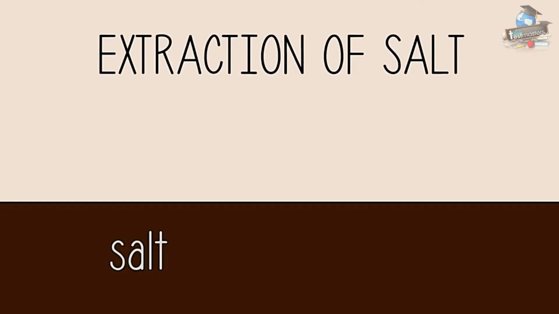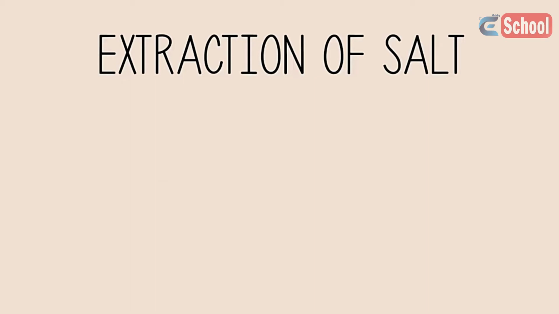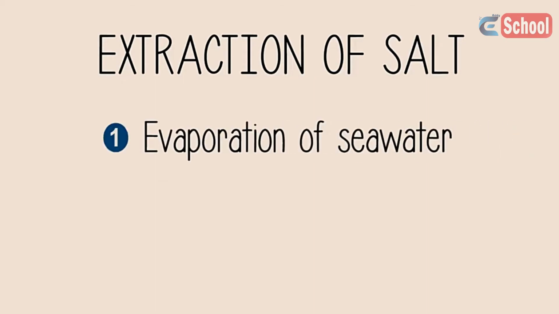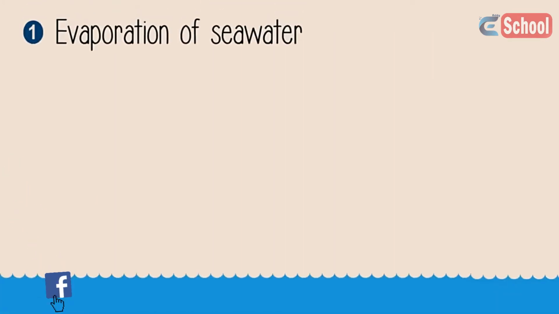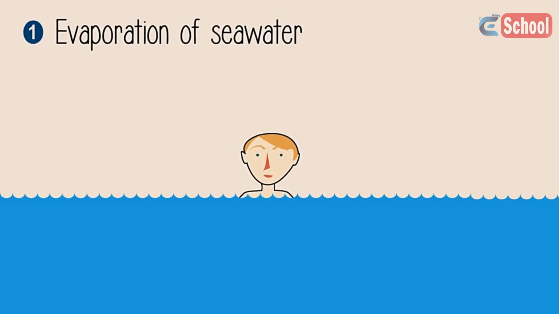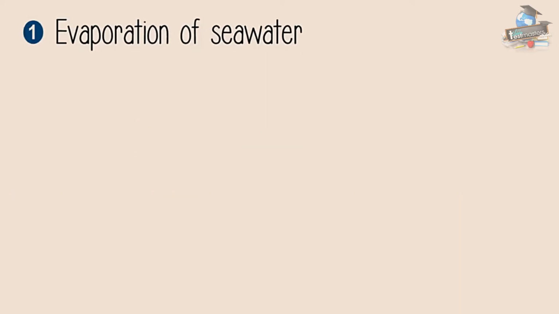In this lesson, we will learn about how salt can be obtained from the earth. There are three main methods to extract salt: evaporation of seawater, salt mining, and solution in water. If you have been to the seaside and tasted seawater when swimming, you will note that it has a very salty taste. This salty taste is primarily due to the presence of sodium chloride.